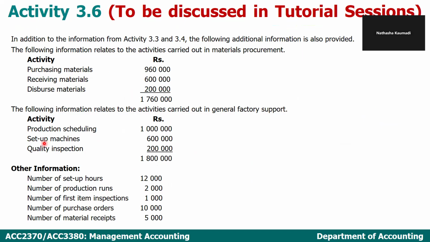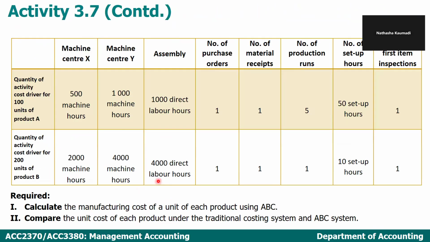And then it says, other information: number of setup hours, 12,000 hours; number of production runs, 2,000 runs; number of first item inspections, 1,000 inspections; number of purchase orders, 10,000; number of material receipts, 5,000. Additional information given. And then they have given us a table: machine center X, machine center Y, assembly.